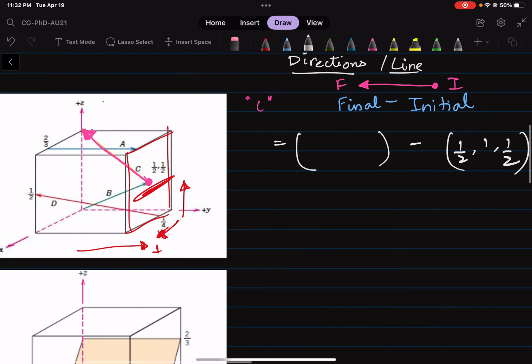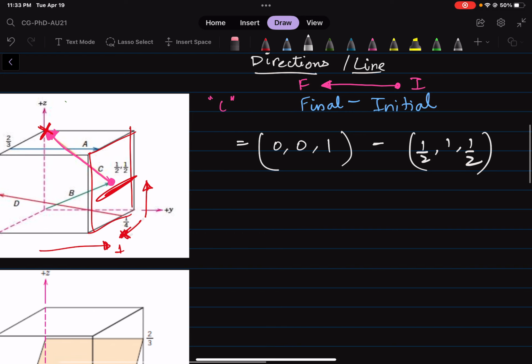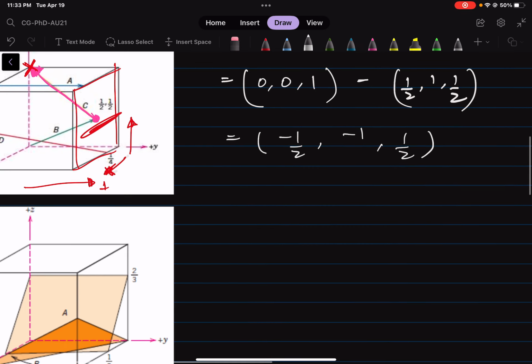Now let's write down the final point. Final point is this point, this cross mark over here. That will just be 0, 0, 1 because it's on the z axis. So when you do the math here, this will become minus half, minus 1, half. And again, I still haven't written the Miller notation.